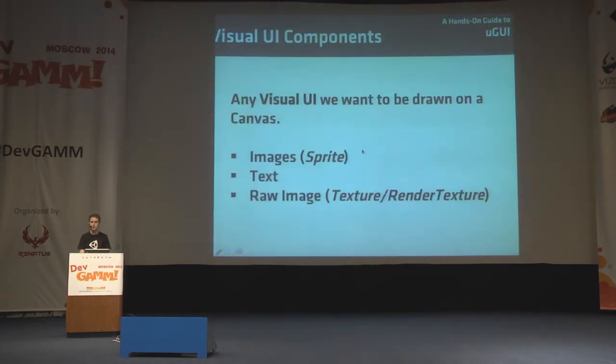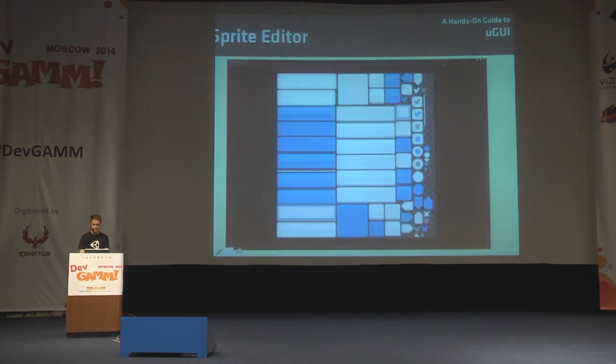We have several visual UI components, things you're actually going to render and have drawn and seen in the canvas. We have images, which are from the sprite type, which I'll show you how to import. You can also have text, obviously, and raw images, which are just standard textures or render textures. You could have, for example, a canvas in the top right-hand corner using a render texture from a camera, like a security camera in your game, or a mini map, or anything you're using render texture for, positioned in the corner, which is quite amazing.